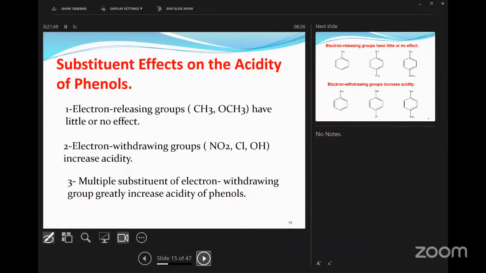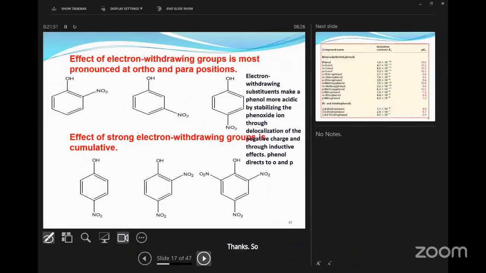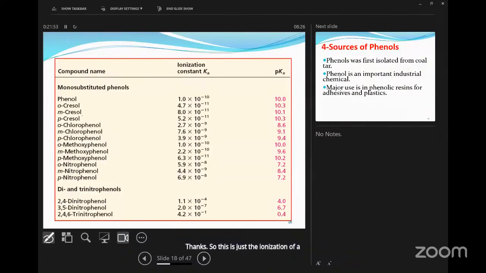That's what happens. So this is just the ionization, the pKa, of different types of substituted phenols. The pKa tells you about their acidity. The smaller the pKa, the more acidic they are. So that means phenol is the most acidic and so on. You can check that later.